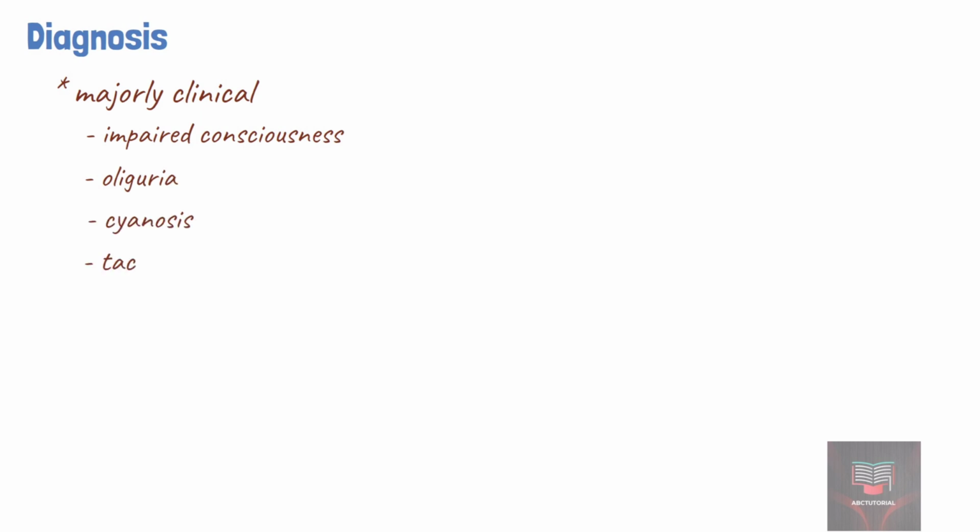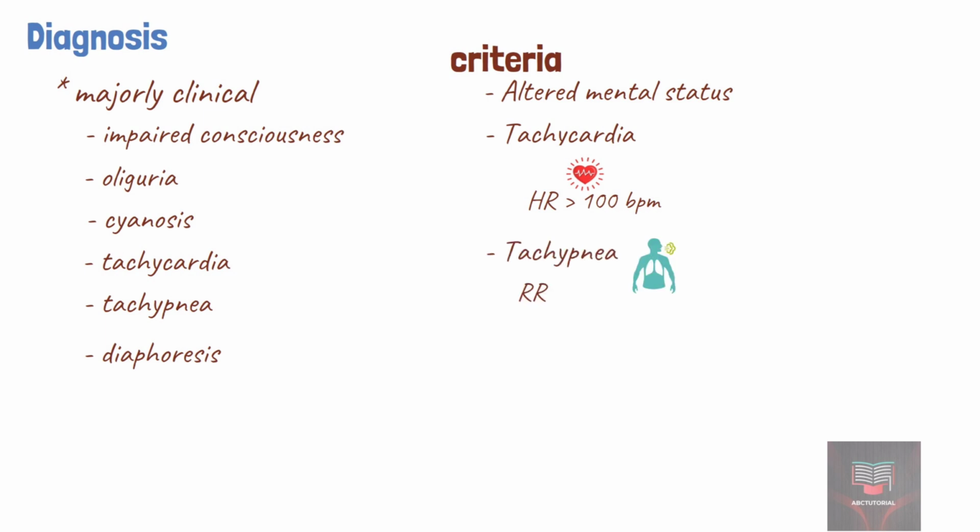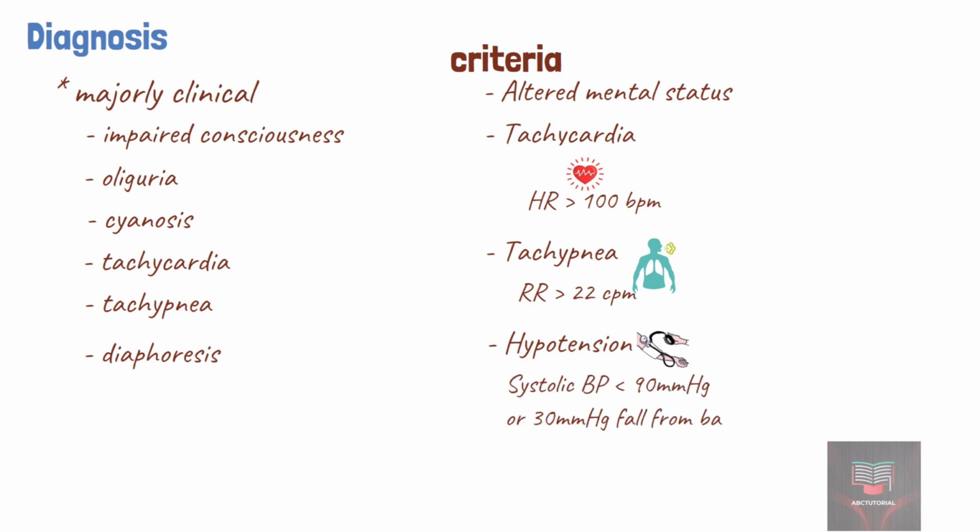The diagnosis of shock is mostly clinical, based on clinical evidence of insufficient tissue perfusion, such as depressed level of consciousness, oliguria, and peripheral cyanosis, and also signs of compensatory mechanisms such as tachycardia, tachypnea, and diaphoresis. Specific criteria include altered mental status, tachycardia, that is heartbeat greater than 100 beats per minute, tachypnea or respiratory rate greater than 22 breaths per minute, and hypotension of systolic blood pressure less than 90 mm of mercury or a 30 mm of mercury fall in baseline blood pressure.